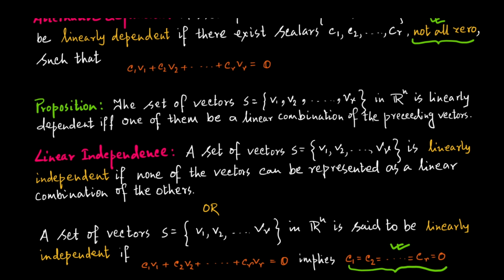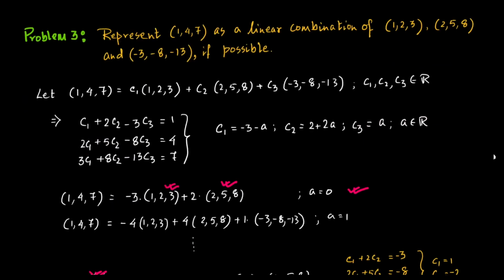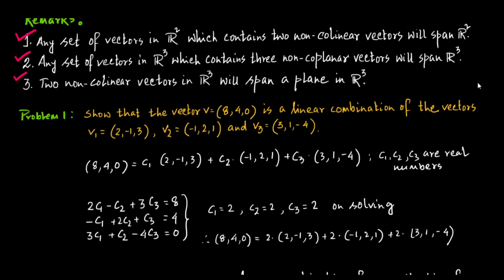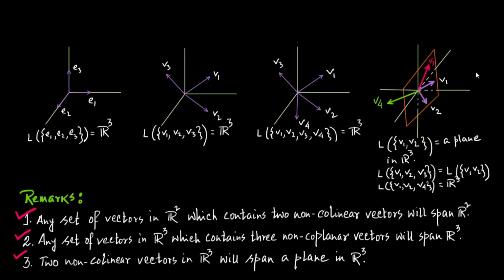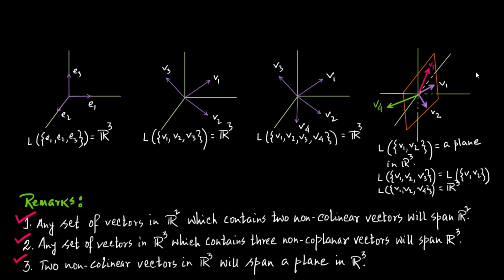Now, if I go back to the diagrams I discussed earlier when talking about linear span, let us try to identify in these diagrams which of the vectors form a linearly dependent set and which form a linearly independent set. For example, if I look here, you can understand that this set of vectors E1, E2, E3 is linearly independent. Again, this set with vectors V1, V2, V3 is also linearly independent.